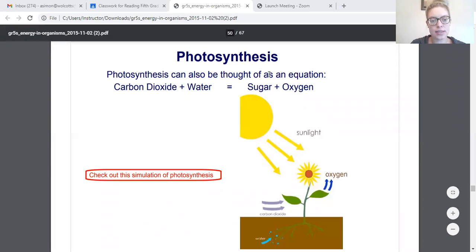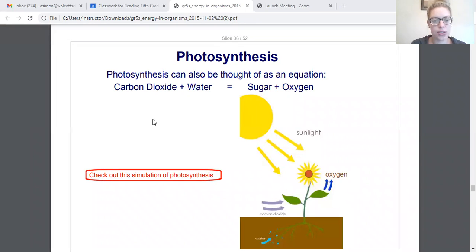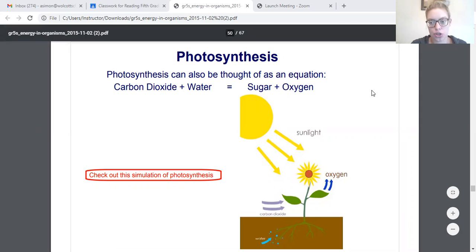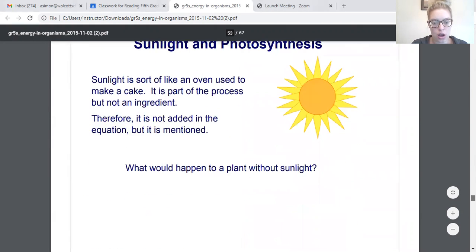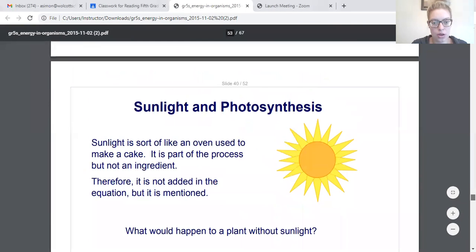But if you look at this equation, you notice that sunlight is not included, okay? We know it's an important part, but we're going to learn why today it is not included in the equation. So remember, photosynthesis is carbon dioxide plus water equals sugar plus oxygen, which you should already have down in your notes.